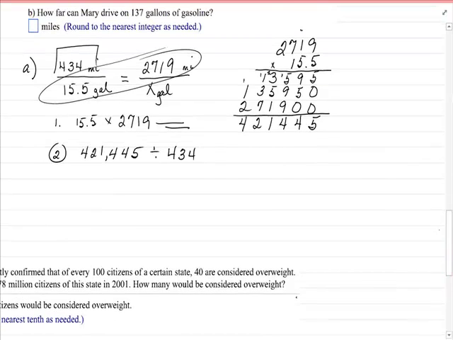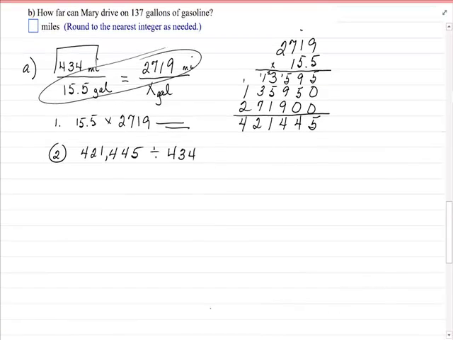Okay, this is not turning out to be a lot of fun, but we can do it. I have 434, and it's divided into 421,445. Well, 434 doesn't go into 4 or into 42 or even into 421. So the first place that I will have a digit will be above this 4. I think that 434 will go into 4,214 about 9 times.